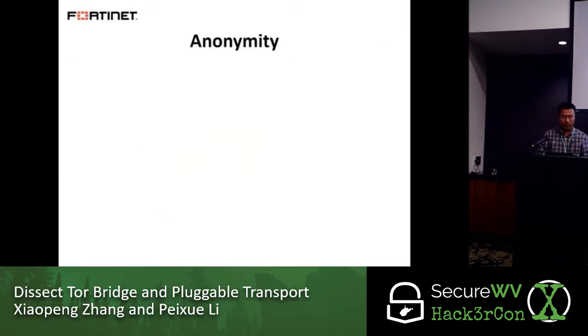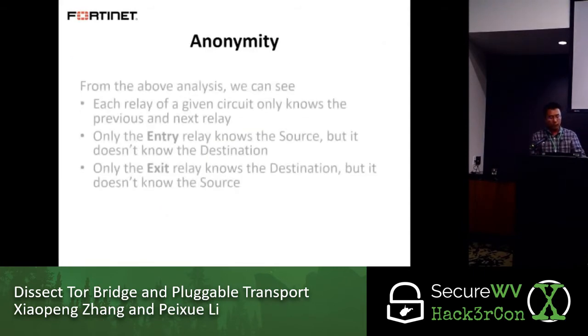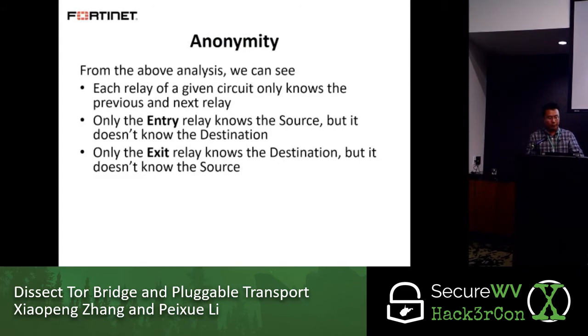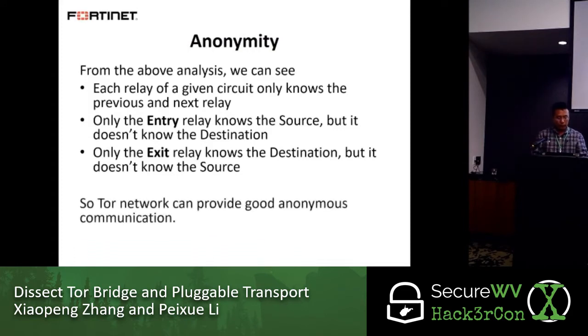Okay, so from the above analysis, we can see each relay of a given circuit only knows the previous and next relay, and only the entry relay knows the source, but it doesn't know the destination. Only the exit relay node knows the destination, but doesn't know the source. So we can see the Tor network provides good anonymous communication.